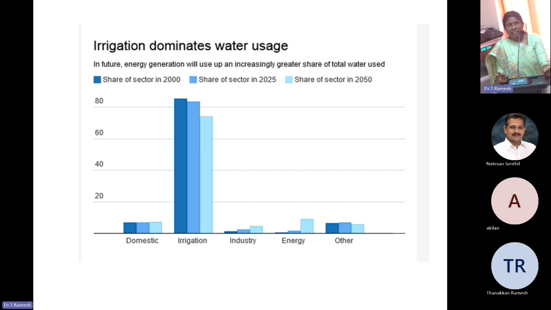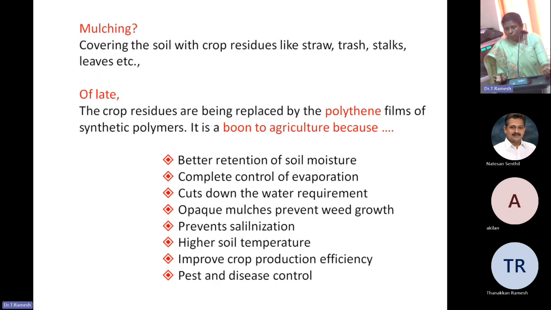So we have to conserve and adapt ourselves to water-saving technology like polyethylene, so that with the available water we can produce the maximum. Mulching is to conserve the moisture. This is an age-old practice. Earlier they were covering the soil with whatever crop residue they had, straw, stalks, leaves, etc. But of late, synthetic materials like polyethylene have come, for the same purpose of controlling evaporation.